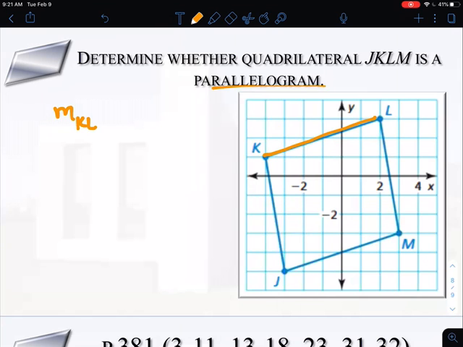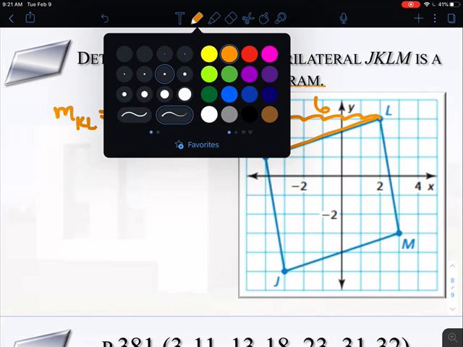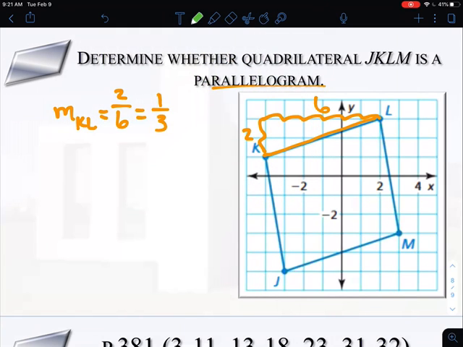So if I want the slope of this top line KL, all I've got to do is start at K and count to L. So I start with my up and down. I go up 2, and I go to the right 6. So up 2 is positive 2, right 6 is positive 6, which reduces down to 1/3.